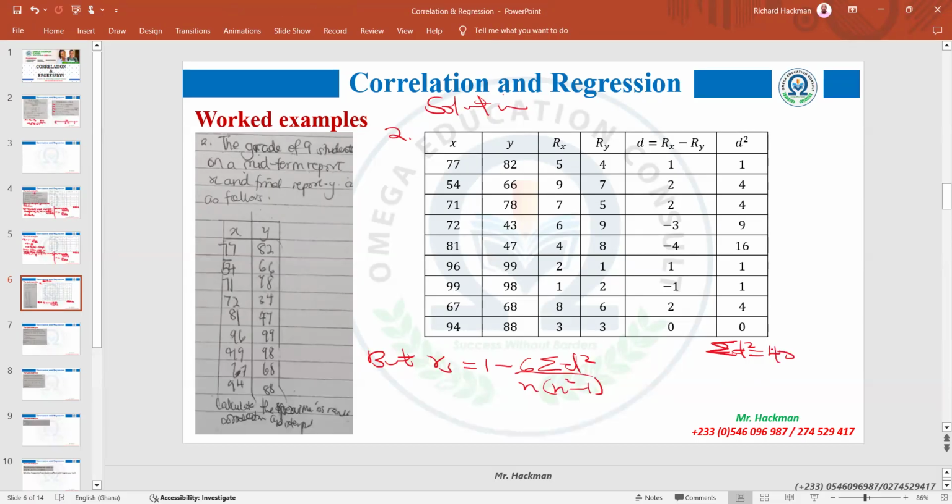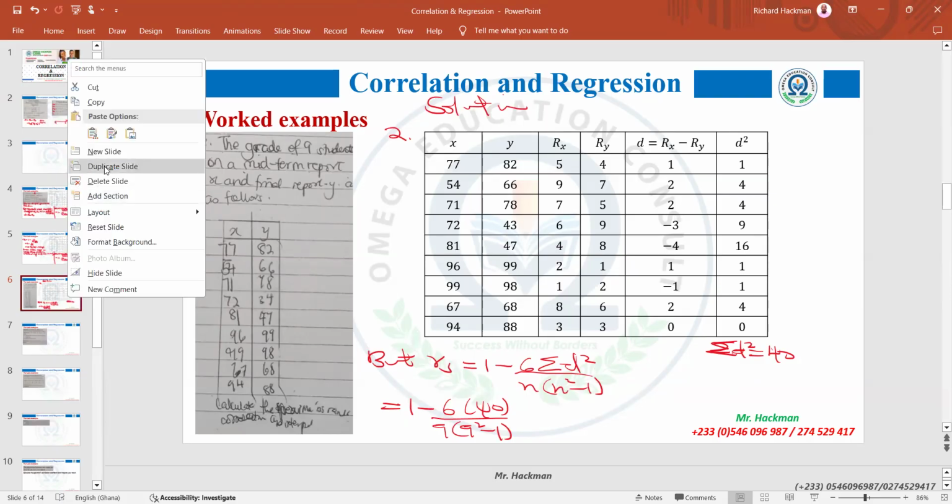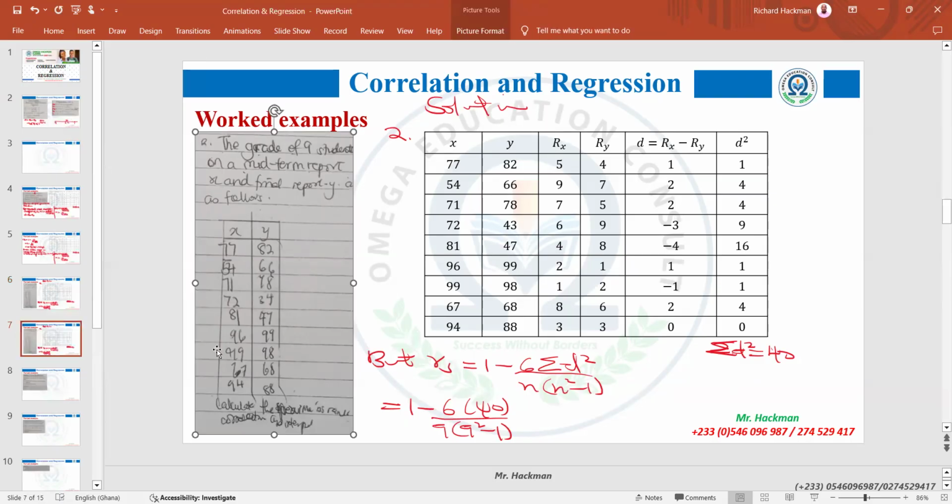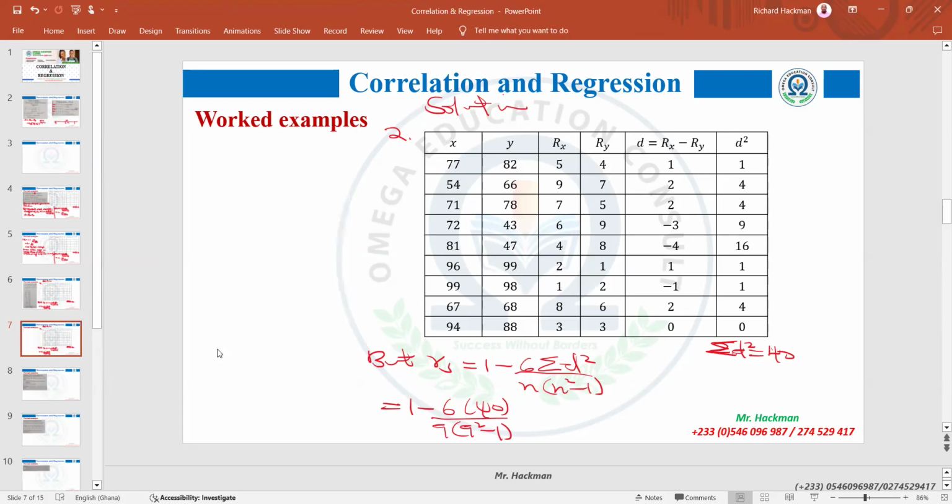So it means I'm going to get this to be equal to 1 minus 6 into 40 all over n, which in this case is 9, into 9 squared minus 1. So for every formula, your first step is direct substitution, make sure you do it. So this usually will attract some marks. And I think you will continue. So I will duplicate it and do the needful.